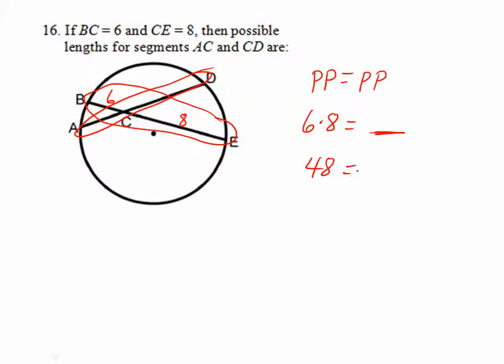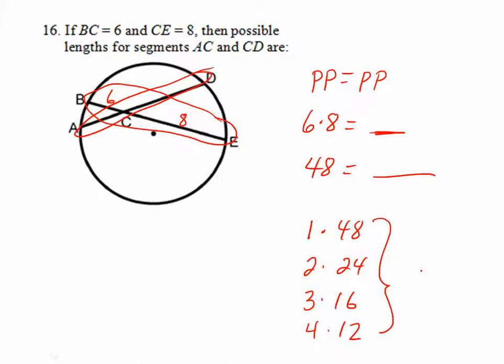So 6 times 8 is 48. So whatever I put over here also has to equal 48. So my options are 1 times 48. I could have 2 times 24. I could have 3 times 16. And I could have 4 times 12. Because all of these, when multiplied together, give me 48. So any of these options would work for that answer.